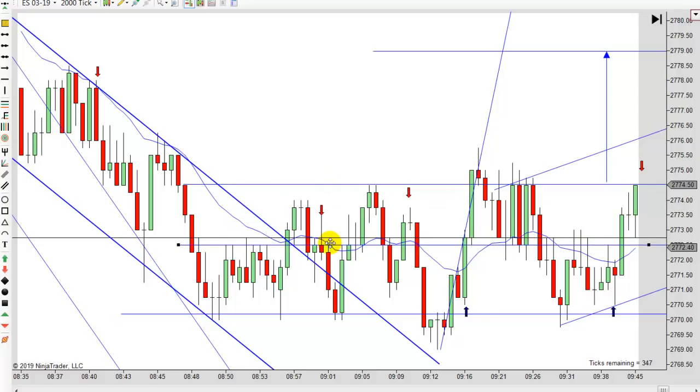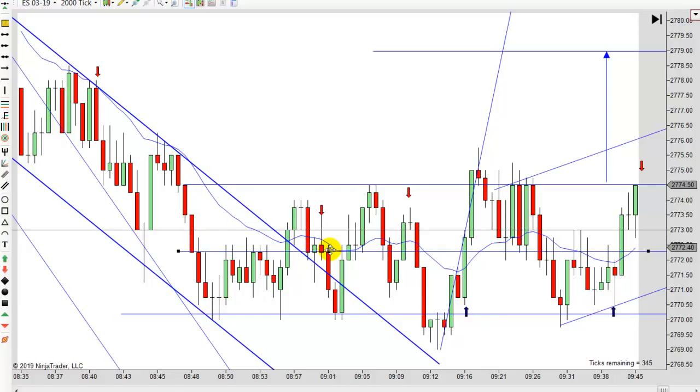But you can see that midline right in there. It's actually right there, I think. And you don't want to go long right into that because it's back underneath again. On the breakout, you can treat this one like a failed breakout. So that's a good place to go short right there.